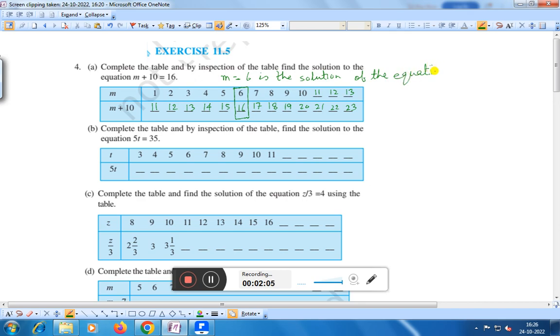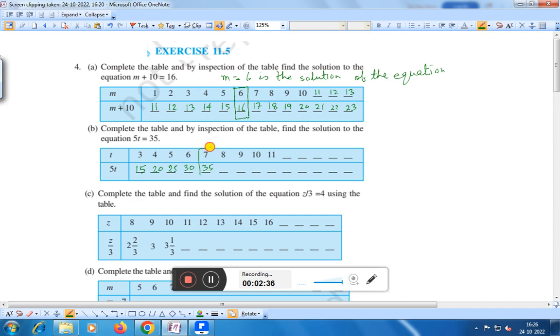Now, question number B. Complete the table and by inspection of the table find the solution to the equation 5t is equal to 35. If t equal to 3, then 3 fives are 15. If t equal to 4, 4 fives are 20, 5 fives are 25, 6 fives are 30, 7 fives are 35.